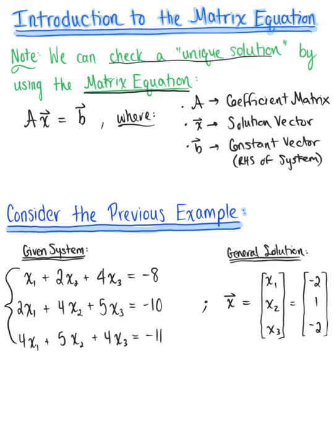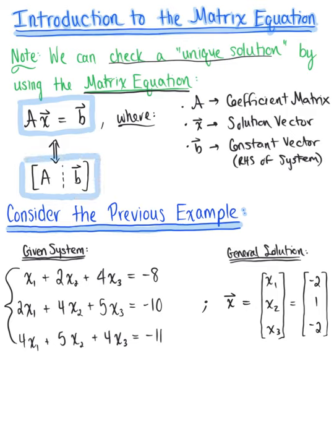One more fun fact here before we look at how we can use this to check. This matrix equation is equivalent to the augmented matrix. So this is the same thing as saying matrix A augmented with that constant vector. This is an important equivalence that is going to follow us for the rest of our mathematical lives. So let's explore how we can use this to check our solution.